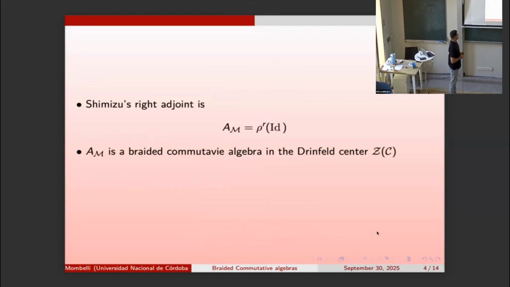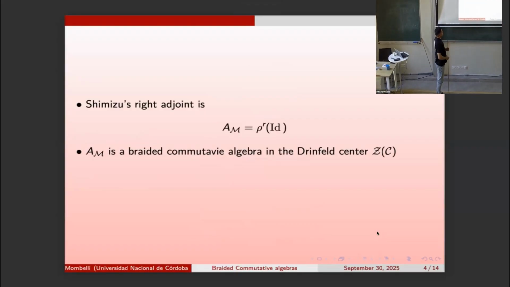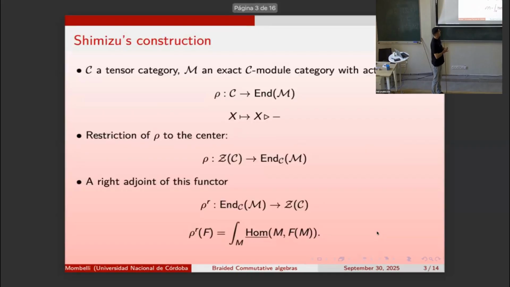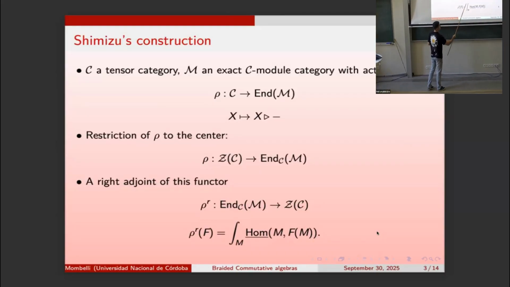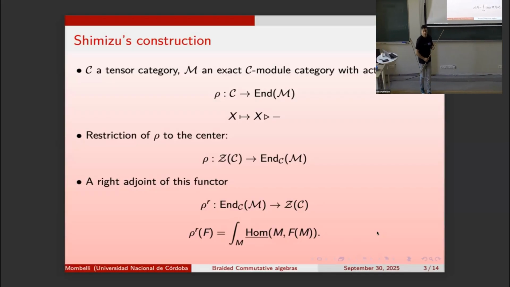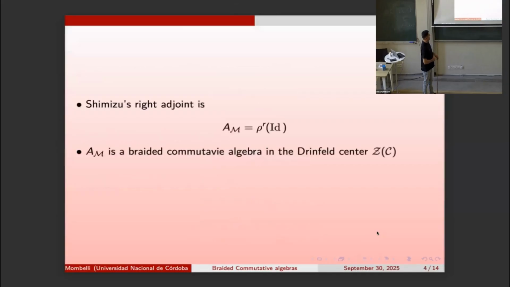So Shimizu's right adjoint, no, not right adjoint, algebra, the adjoint algebra is this right adjoint evaluated at the identity. So you have the right adjoint, and a distinguished element here that is the identity, and you apply it to the identity, and then you get an object in the Drinfeld center that is Shimizu's adjoint algebra. And this is a braided commutative, very special algebra in the Drinfeld center.